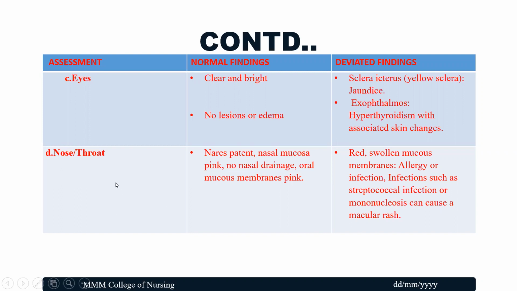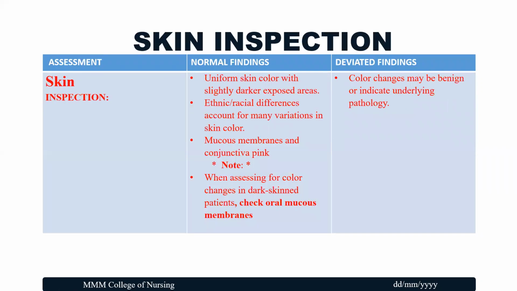Next is nose and throat. Nares patent, nasal mucosa is pink in color, no nasal discharge. Oral mucous membranes will be observed pink. What are the deviated findings? When it comes to deviated findings, the nose and throat would be swollen, red in color. It indicates allergy or infection. So infections such as streptococcal infection or mononucleosis can cause a macular rash.